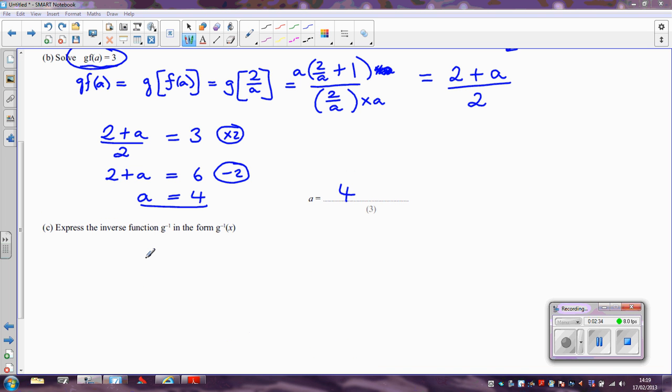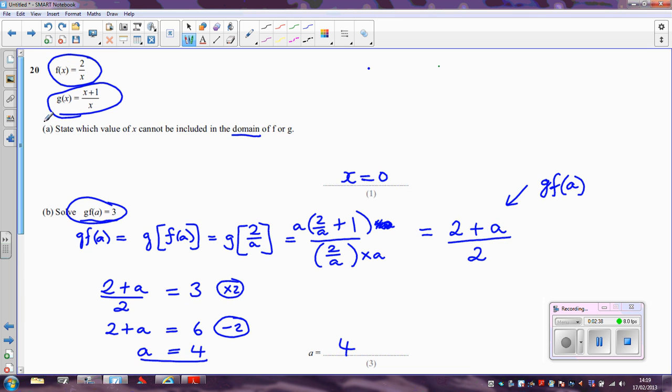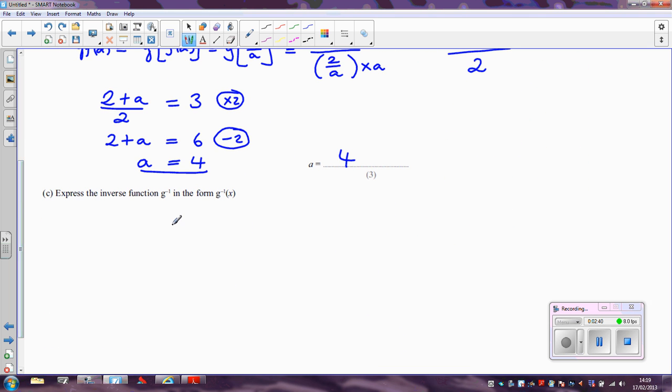Right, now I'm asked to find the inverse function, the inverse of g. Let's just remember what g is. g(x) is x plus 1 over x. So let's just write that down. g(x) is equal to x plus 1 divided by x. And the way that I find my inverse function is to write y equals x plus 1 divided by x. And I now need to rearrange that to make x the subject.